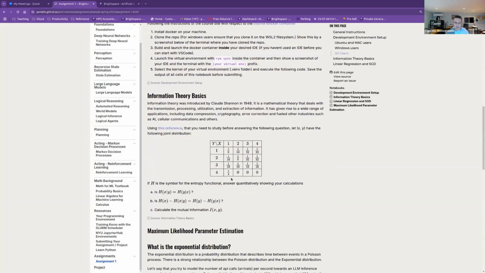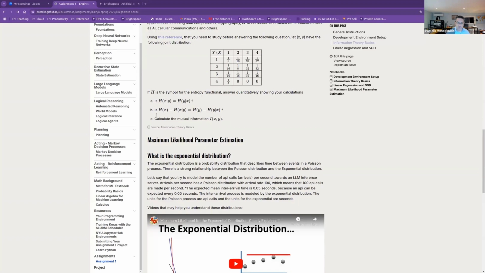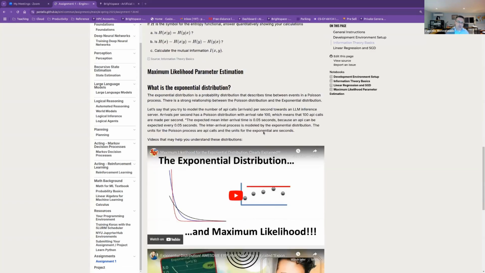But I think most people have completed this development environment setup. And then there was this information theory basics, which we asked you to read a little bit about in the reference. And the computations could be in Python. So you can use Python for computations. It doesn't have to be markdown to show this, calculate quantities or show whether or not you agree with these equalities.